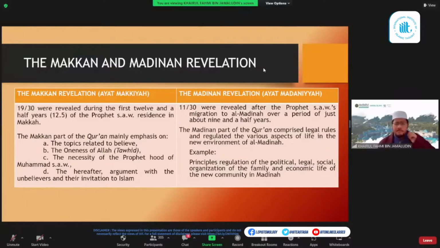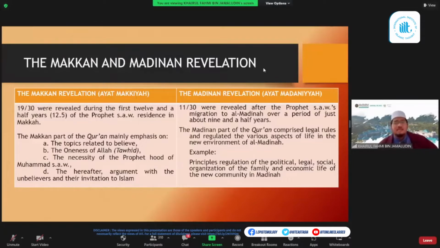For example, principles and regulation of the political, legal, and social organization, the family, and the economic life of the new community in Medina. Because in Medina, there were not only Arabs, they also had Christians and Jews, Yahudi. So in this new setting, of course, they needed a new set of regulations.